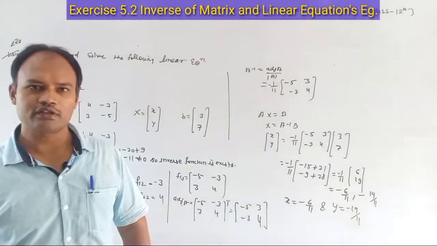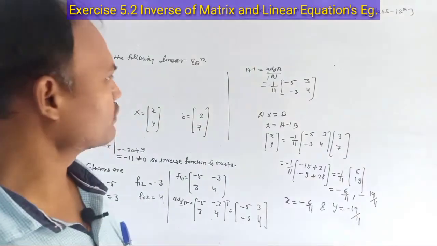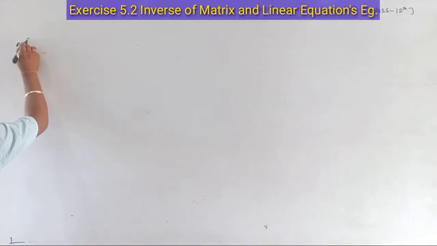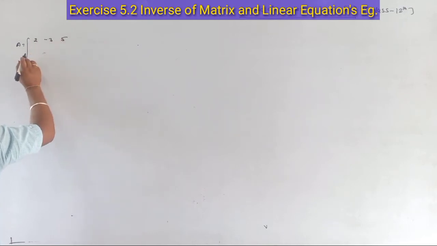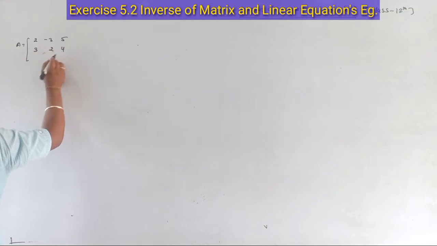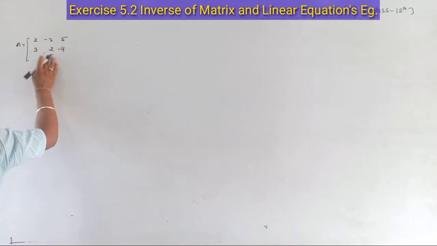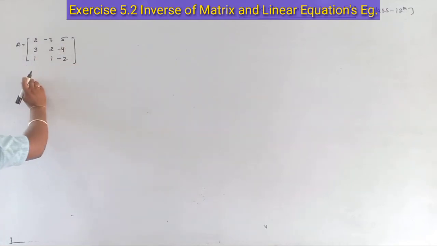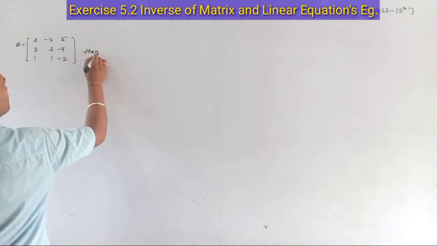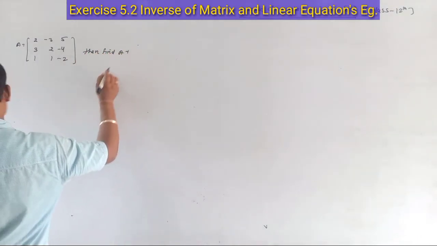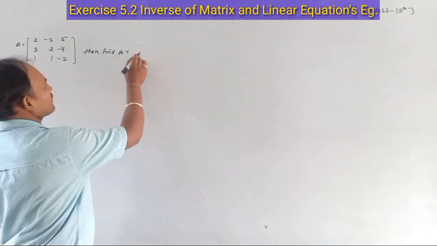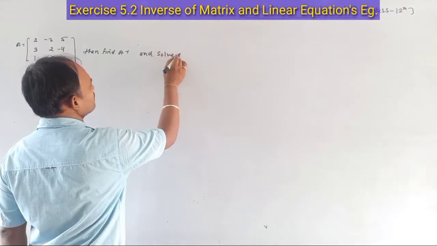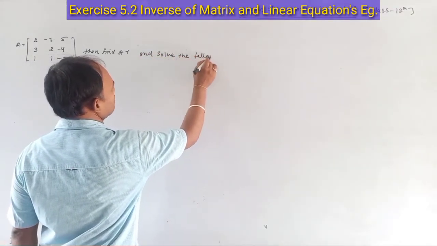Okay, so we have completed this question. Now we are going to solve the next question. So what is the next question? A equal to minus 3, 5 and 3, 2, minus 4, and 1, 1, minus 2, then find A inverse, and solve the following equations.